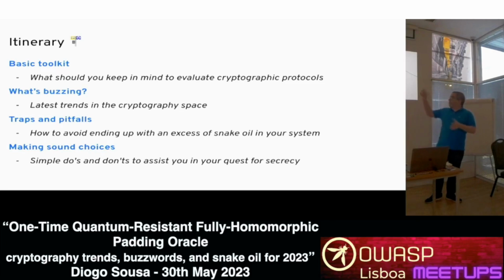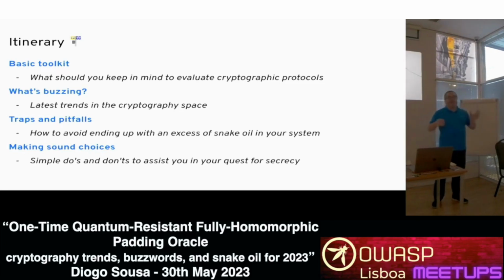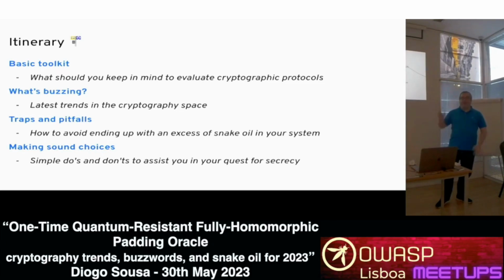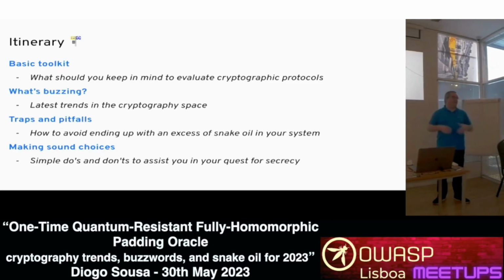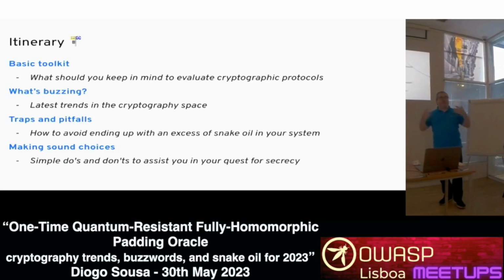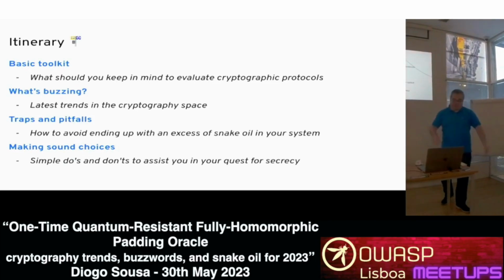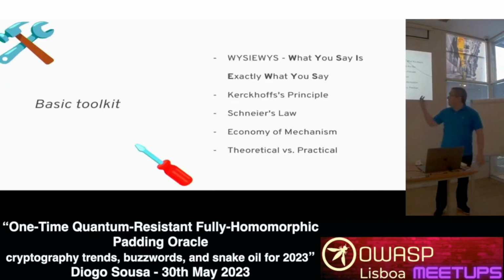Then moving on to traps and pitfalls, which is basically how these trends and how things are moving can lead you astray, and finally how to make sound choices. So basically how do you avoid these traps when you are tasked with building a secure application. Okay? So first thing is the basic toolkit. Don't need to memorize those, we're going to go over them one by one.